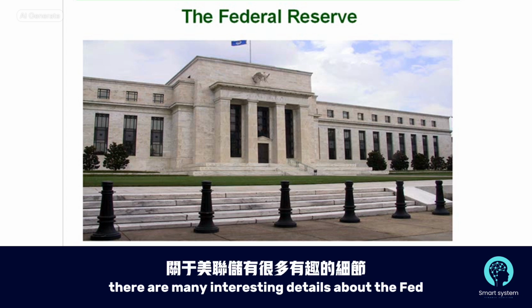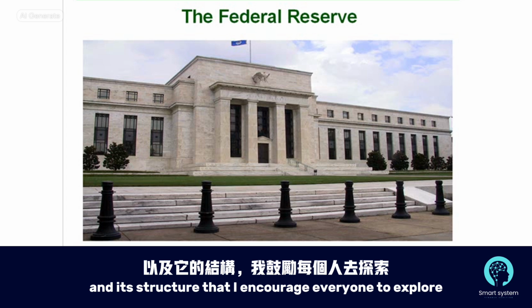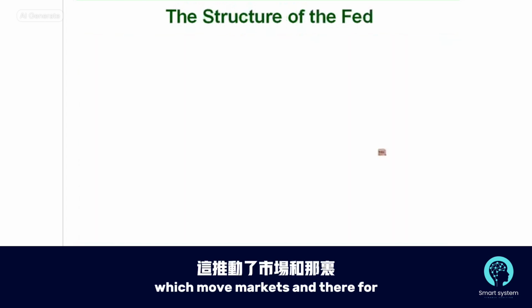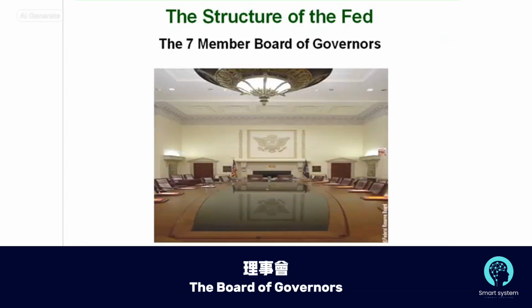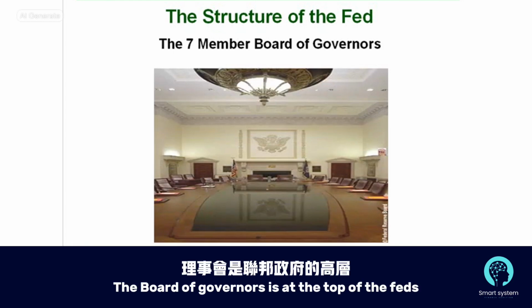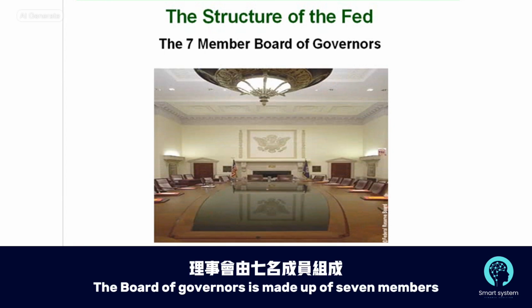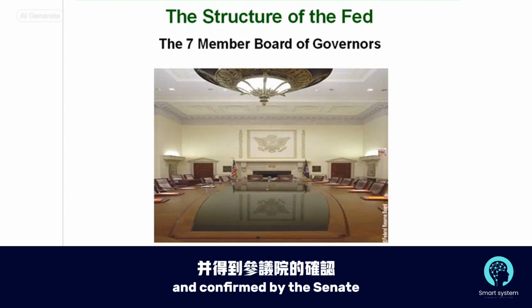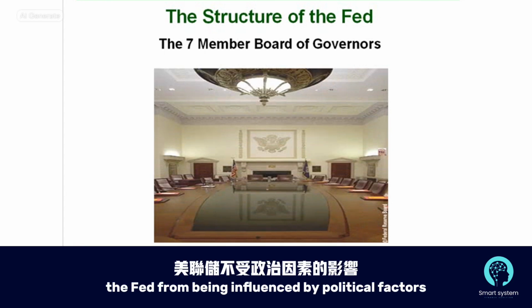There are many interesting details about the Fed and its structure that I encourage everyone to explore. However, the primary components which move markets, and therefore the ones which we will focus on, begin with the Board of Governors, located in Washington, D.C. The Board of Governors is at the top of the Fed's food chain. The Board of Governors is made up of 7 members, who are appointed by the President of the United States and confirmed by the Senate, to help keep the Fed from being influenced by political factors.